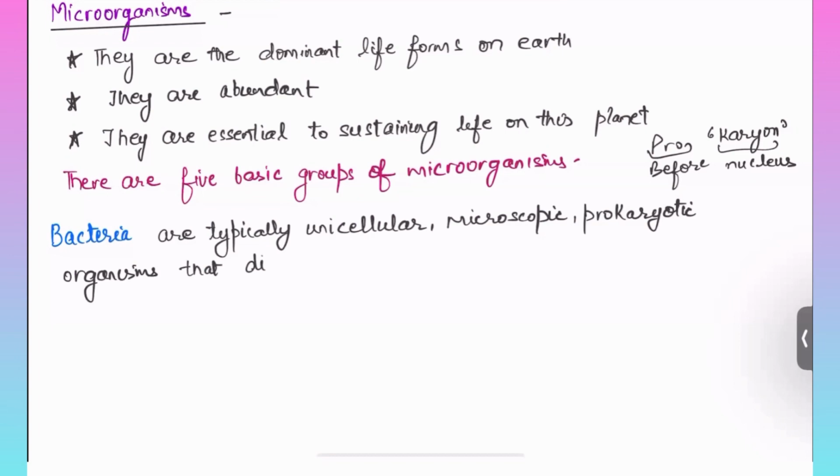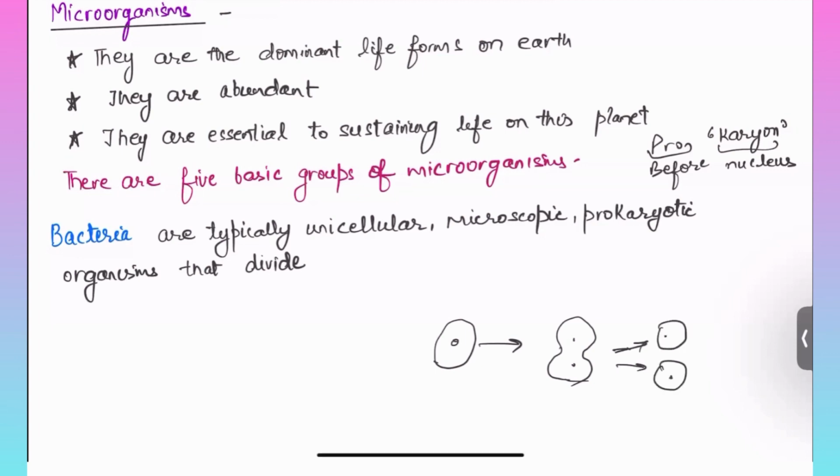Binary fission means the identity of the mother cell is lost. If this is a bacterium, binary fission means it will start dividing from the middle, and then it will divide into 2 daughter cells. This is called binary fission.